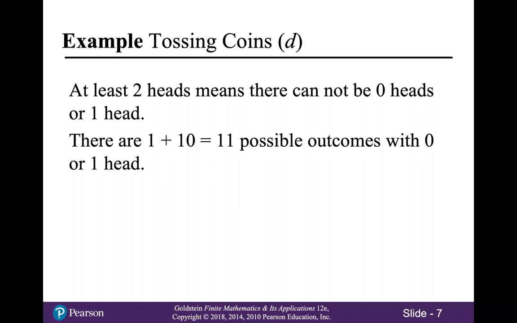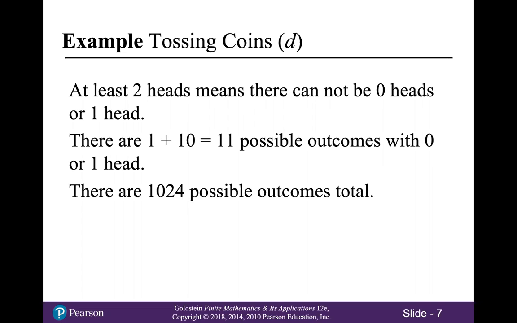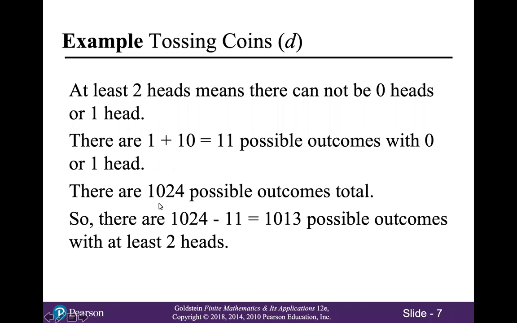So we already know that there's 1 outcome with no heads. There's 10 outcomes with 1 head. So there are 11 possible outcomes with 0 or 1 head. Those are the outcomes that we don't want. And then remember from letter A, there are 1,024 possible outcomes total, which means that the number of outcomes with at least 2 heads is all of these except for these 11. So we're going to do 1,024 minus 11, which gives you 1,013.